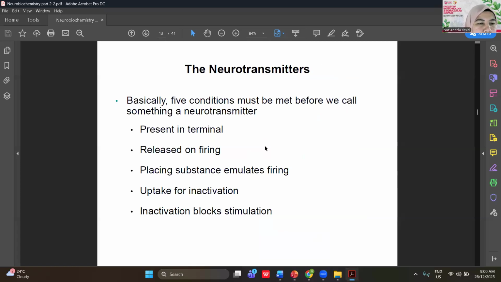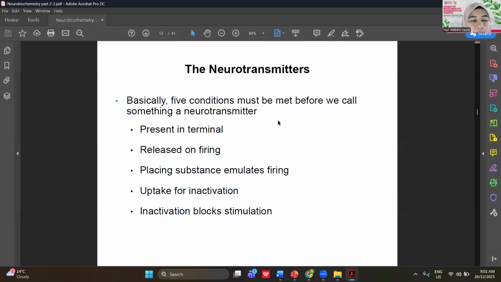So that's a bit about neurotransmitters. We have discussed the structure of neurotransmitters and all that. Let's discuss the five conditions that must be met before we call something a neurotransmitter. One, it must be present in the terminal, because this substance must be synthesized and stored in the presynaptic terminal. It should be readily available in synaptic vesicles to be released when the neuron is activated. Release on firing rate.